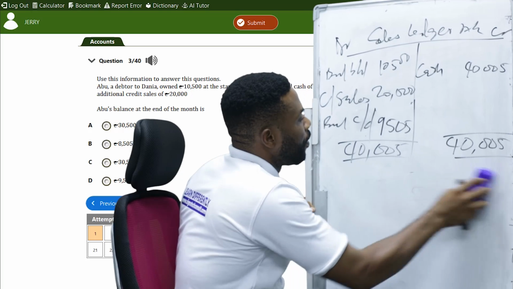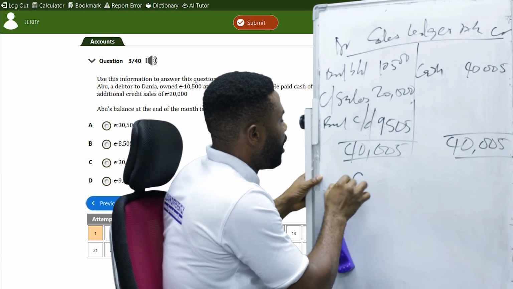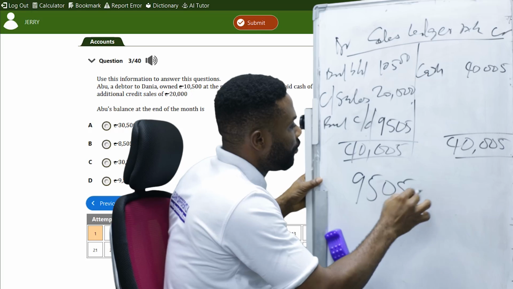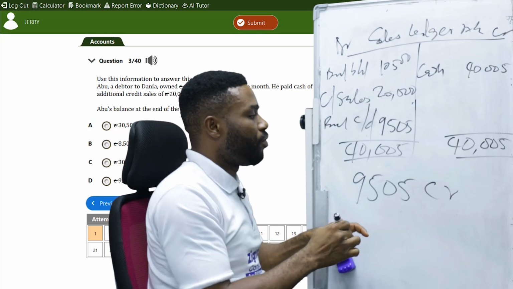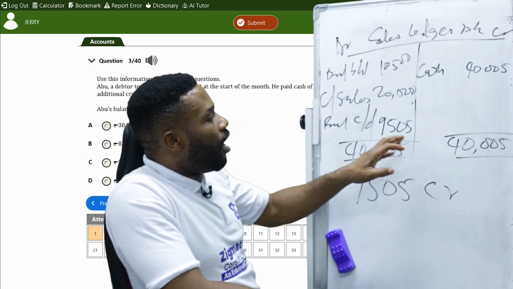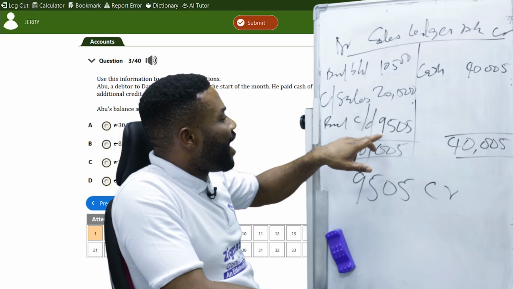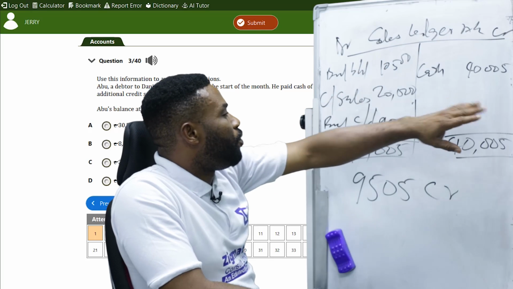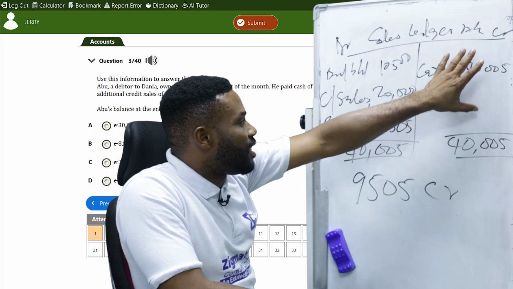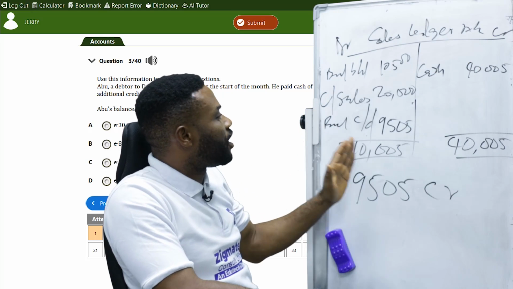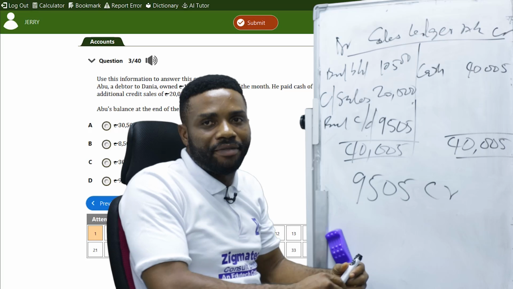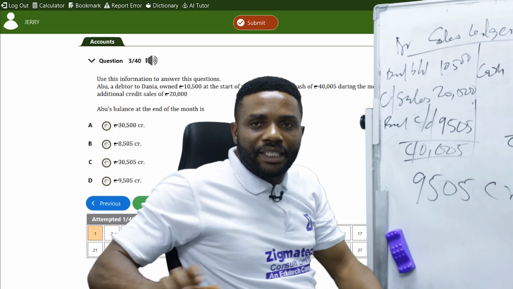So your 9,505 is credit balance. It's going to be credit balance because this is what will be added to the debit side to be equal to the credit side. So the credit side is more than the debit side with 9,505. So let's look at the answer here.